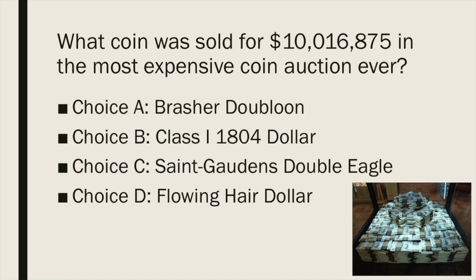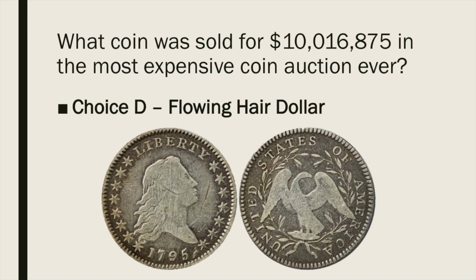Our next question is, what coin was sold for $10,016,875 in the most expensive coin auction for a single coin ever? And choice A, we have the Brasher doubloon. Choice B is the Class 1 1804 dollar. Choice C is the St. Gaudens double eagle. And choice D is the flowing hair dollar. So our answer is choice D, the flowing hair dollar.